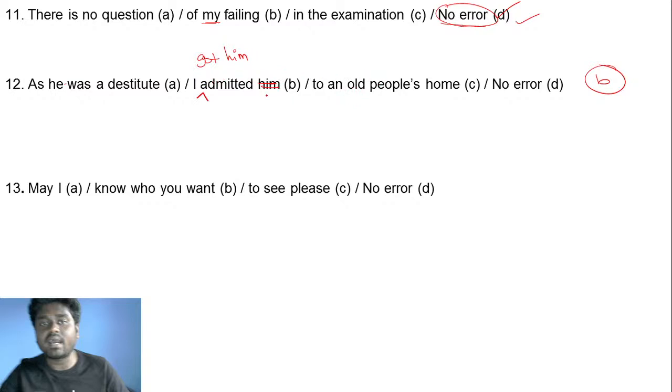Okay. Perfect. So go for the 13th. What for the 13th one? What is the error?